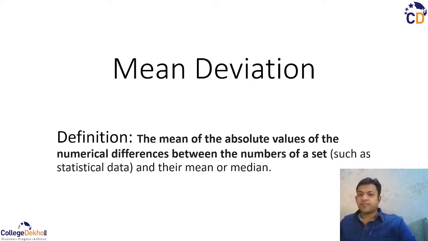The mean of the absolute values of numerical differences between the numbers of a set, where by a set we mean a set of statistical data, over the mean or the median is called the mean deviation. So the mean of the absolute values, meaning the modulus values, of the numerical differences between a number and its mean or a median is called the mean deviation.